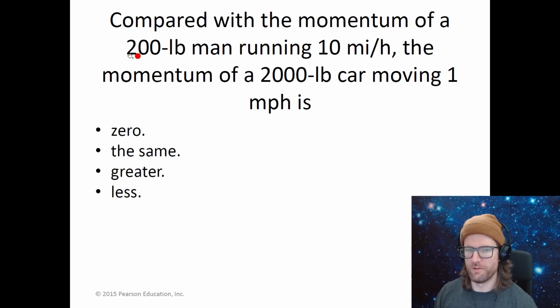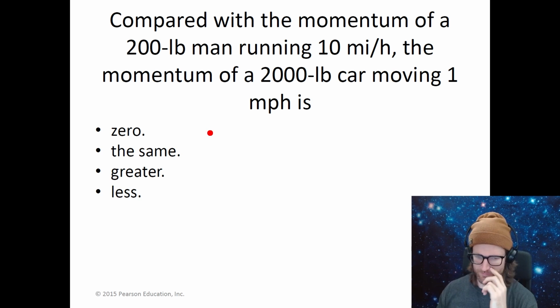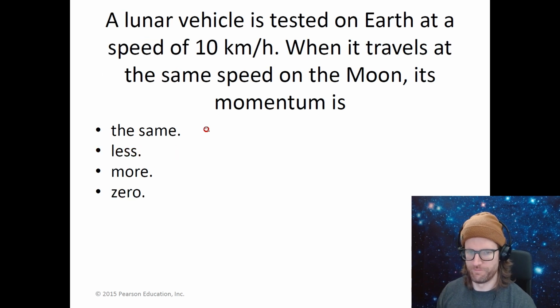Compared with the momentum of a 200-pound man running 10 miles an hour, the momentum of a 2,000-pound car moving 1 mile per hour is, let's find out, 200 times 10 is 2,000 pound miles per hour. And the car is 2,000 pounds times 1 mile per hour. So that's 2,000 pound miles per hour of momentum. So these momentums are equal, they're the same. Okay, and this gives us some intuition. A small thing going fast can be equal to a big thing going slow. Okay, they're the same. All right, next one.